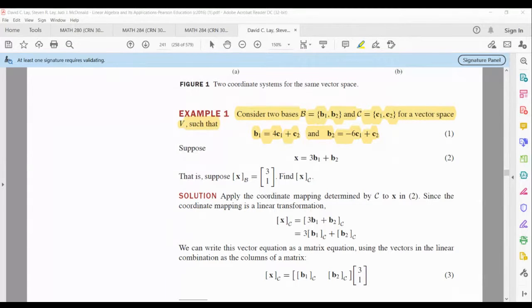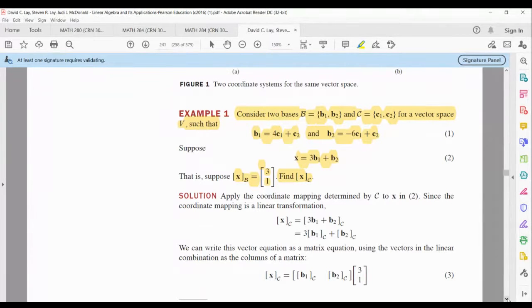And we're supposing now that we have this vector x that can be expressed as 3 times the vector b1 plus 1 times the vector b2. In other words, the coordinate vector of x with respect to basis B is (3, 1). What we want to do is find the coordinate vector of x with respect to the other basis C.